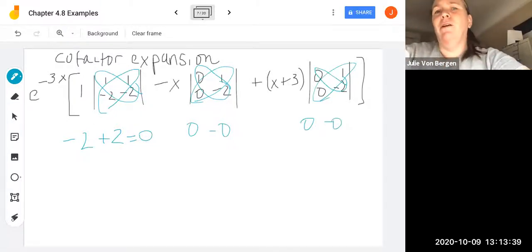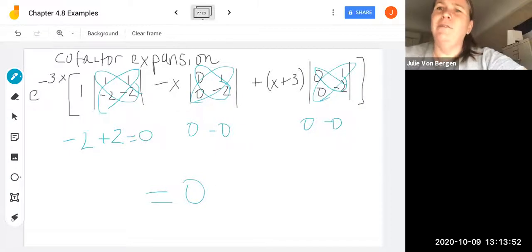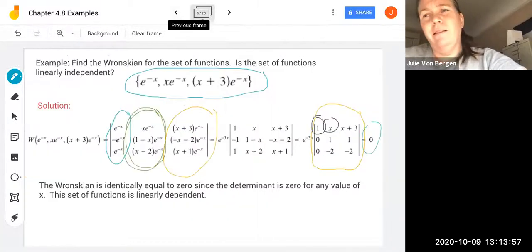So you can see from the cofactor expansion why this all equals 0, even though we've got the e to the -3x out front. Each cofactor expansion gives us zeros here. So it's going to be e to the -3x times 0, which gives us a 0. So that's why we're able to conclude that this determinant equals 0 and the set of functions is linearly dependent.